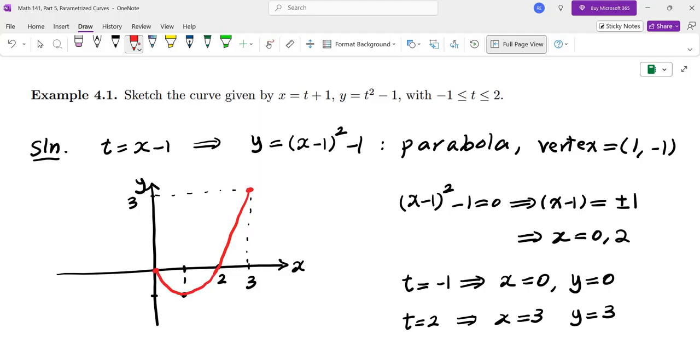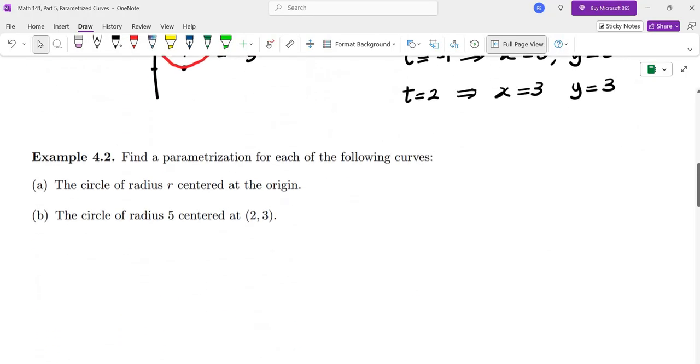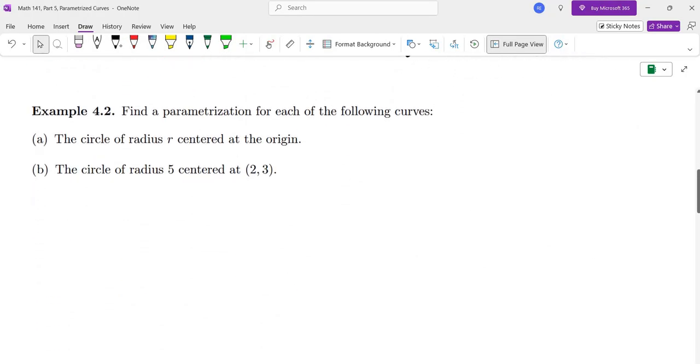Now, in some instances, they ask you to indicate the direction in which the curve is traversed as t increases. And if they did that, then you would have to put the arrow this way because this is for t equals negative 1 and this is for t equals 2. In this case, they didn't ask us to indicate the direction by an arrow, so we're going to leave it at that. Okay, so we'll do a few more examples on this.